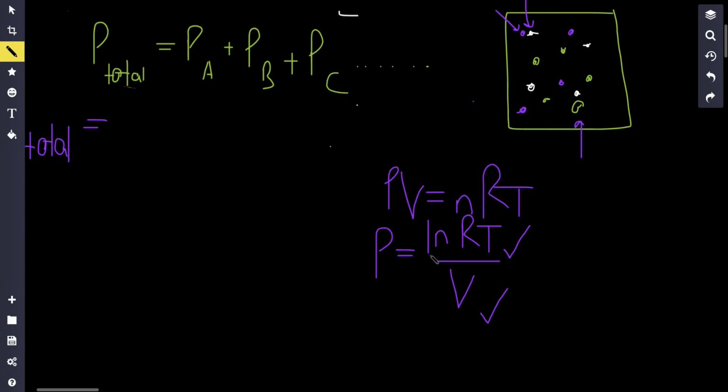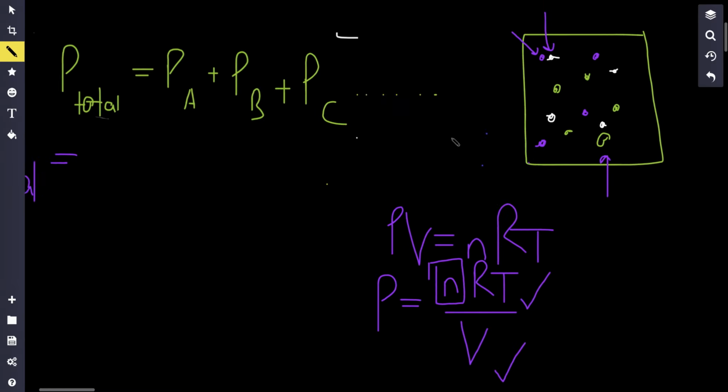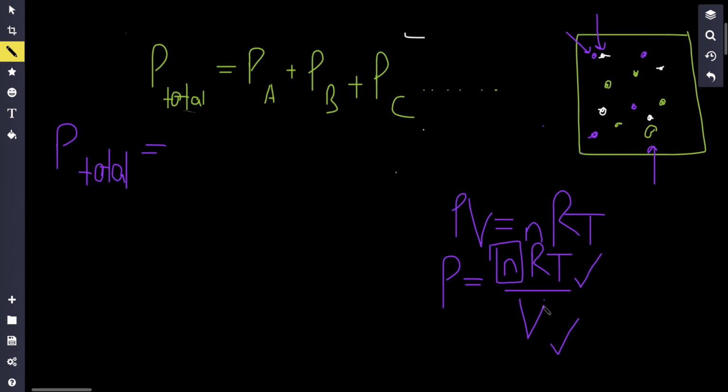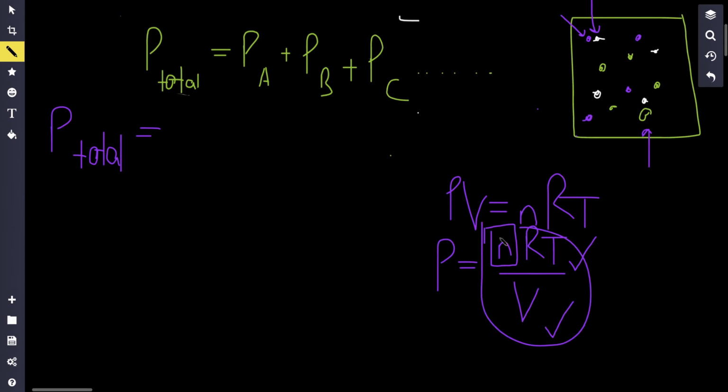So the only thing that could change is the amount of moles of gas you have. In this diagram, notice how there are 4 purple particles, 4 white particles, and then 5 green particles. So the amount of moles of gas you have can change, but everything else pretty much stays constant on this side of the equation.